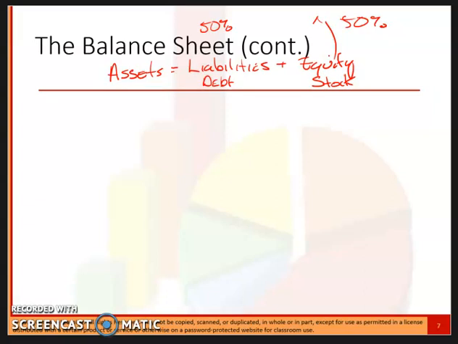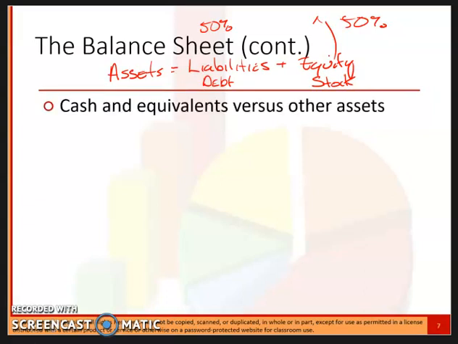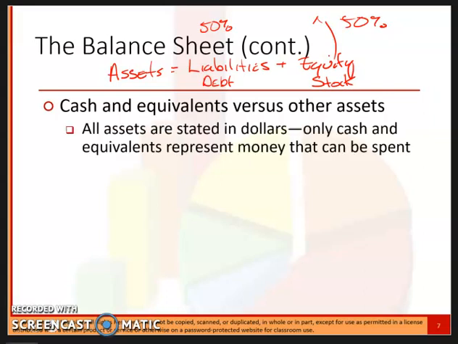Okay, continuing our discussion of the balance sheet. The balance sheet includes cash and equivalents versus other assets. All assets are stated in dollars, but this is important: only cash and equivalents represent money that can be spent.